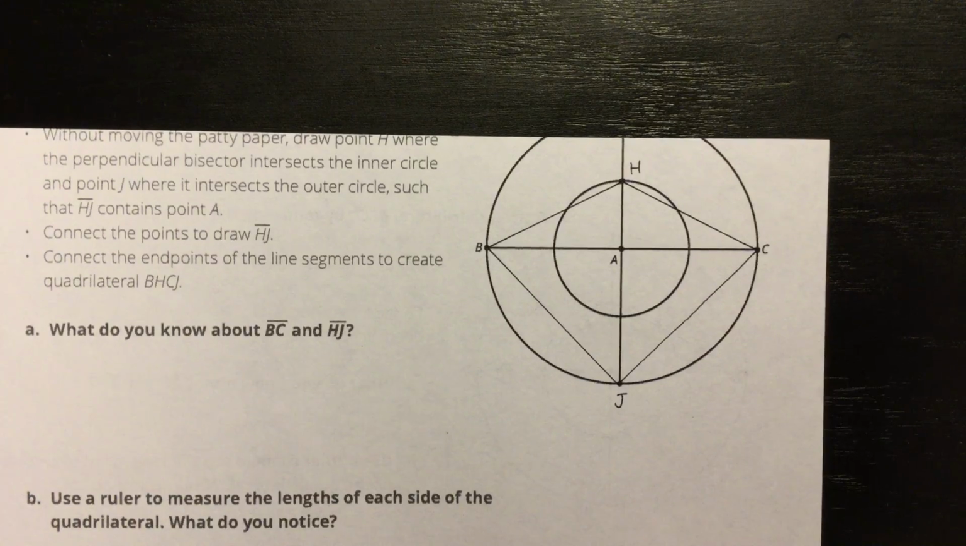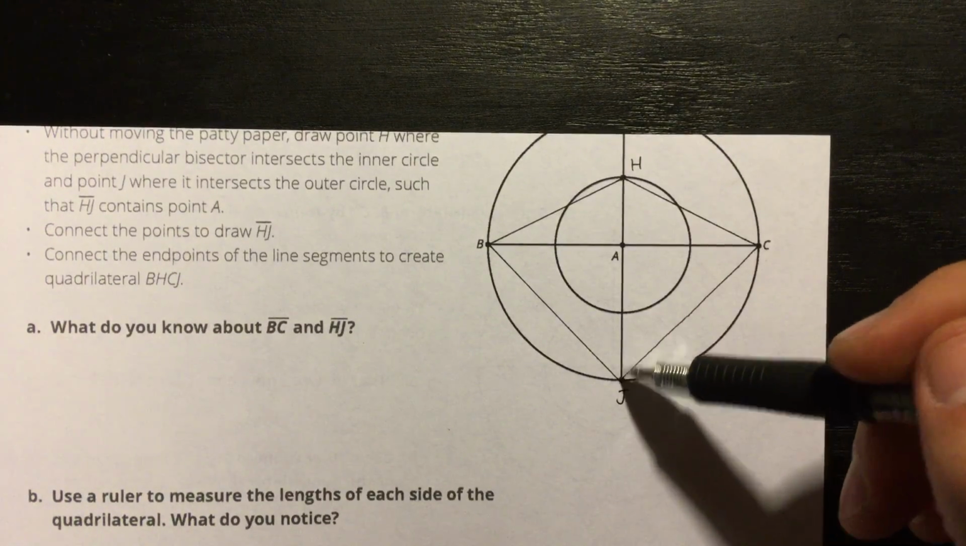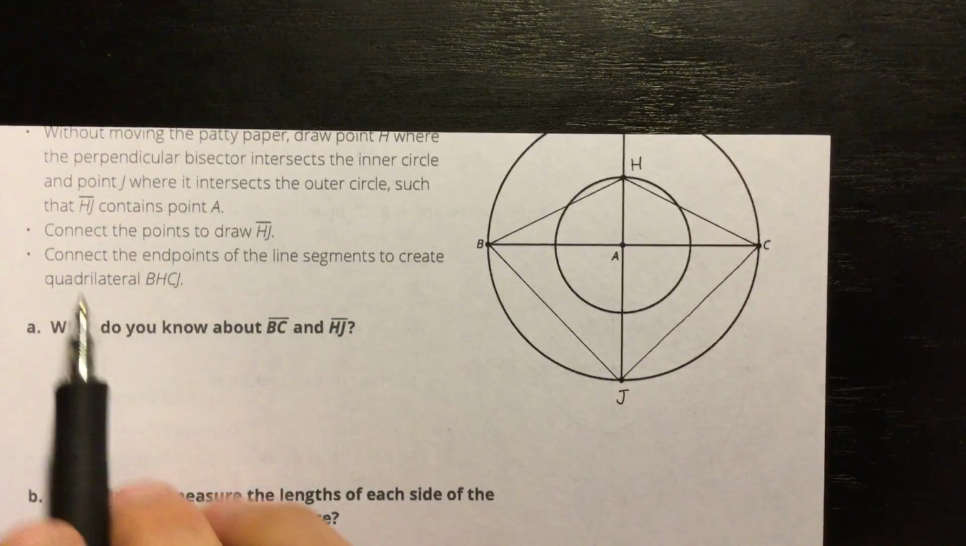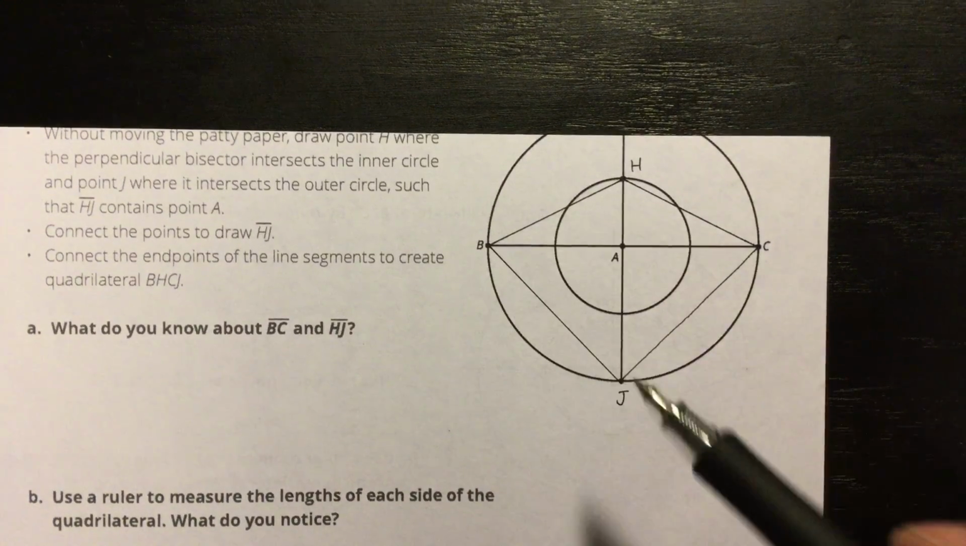And then it says connect the points to draw HJ, so I would just draw this line from J to H here. Because I'm not doing it on the patty paper, I don't have to draw that line. It's kind of hard to see. And then it says connect the endpoints of the line segments to create this quadrilateral. So here is the quadrilateral.